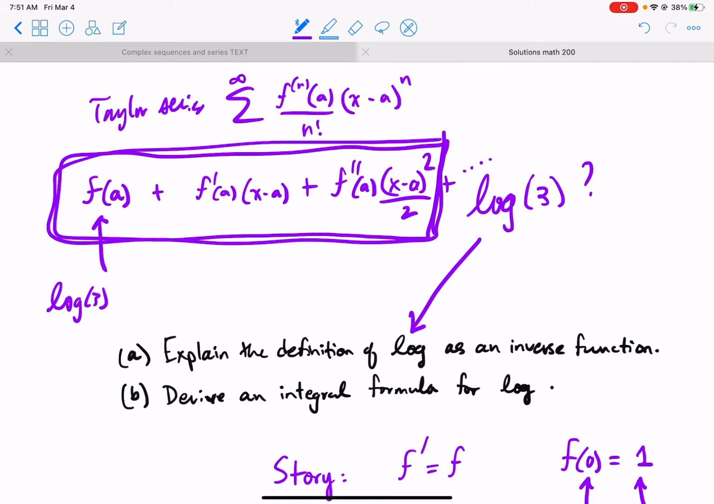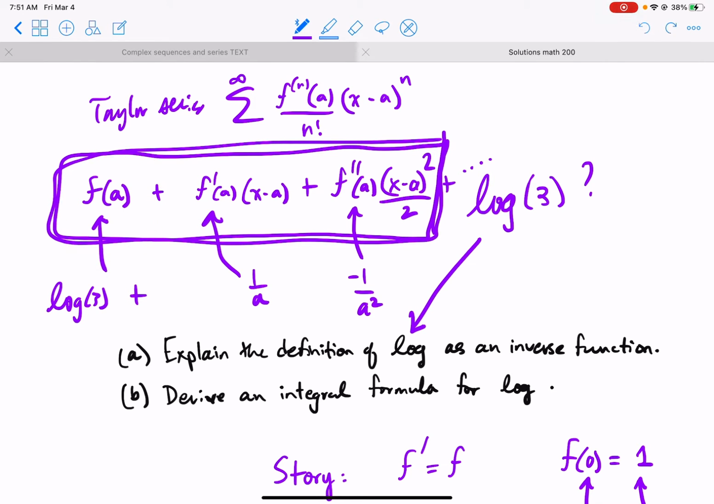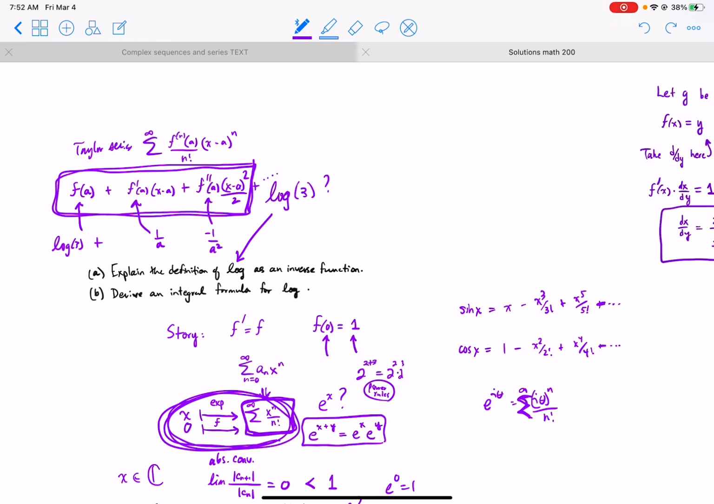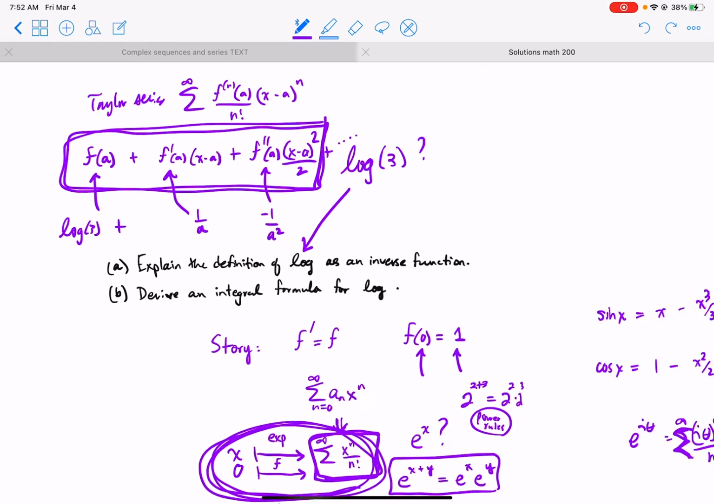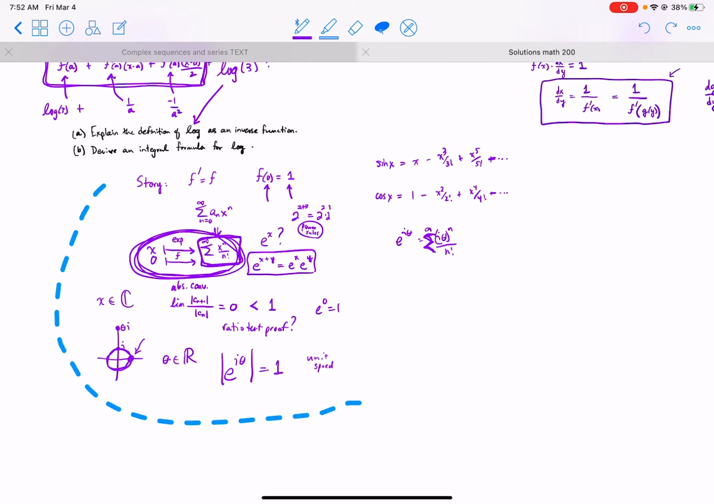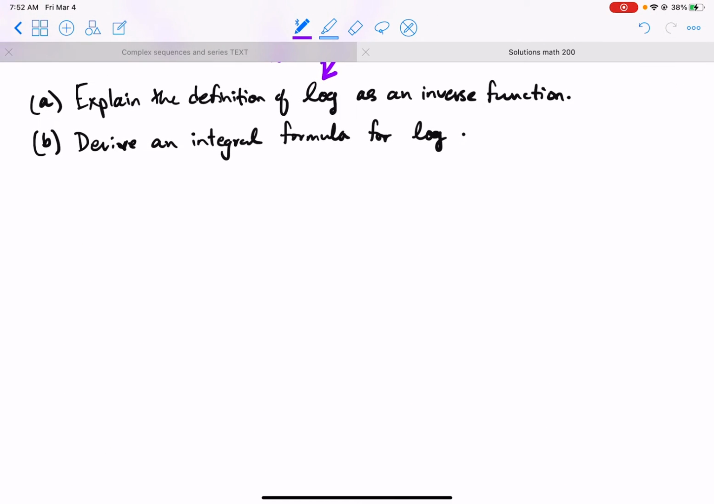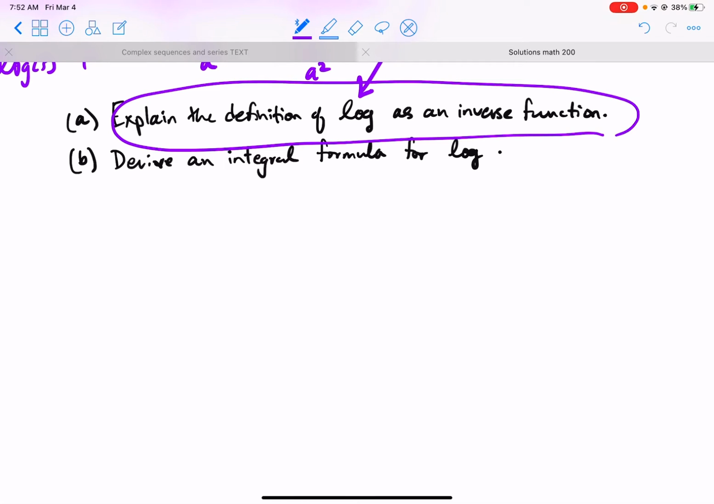We need to know log of 3, and then we can start computing, well, okay, what's the derivative of log? That's a good question. What is the derivative of log? Turns out it'll be easy. What's the second derivative of log? It'll be easy. So all these are going to be okay in the Taylor series, but we need to get started. Okay, so now I have sufficiently completely ignored the question and just talked for a really long time. So now let's actually do the question. Let's get rid of this stuff. Explain the definition of log as an inverse function.